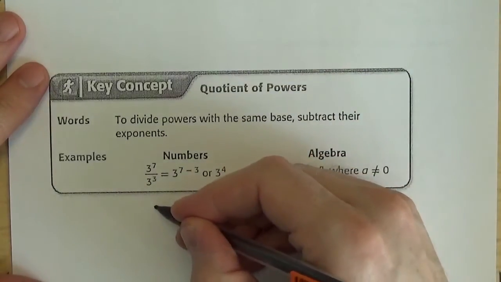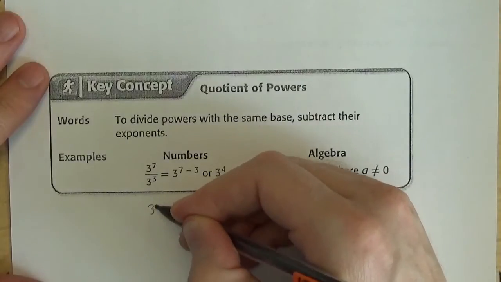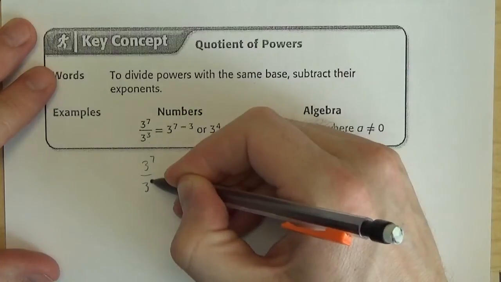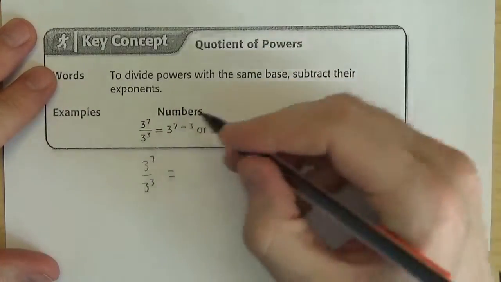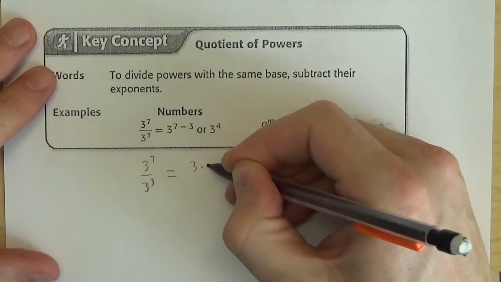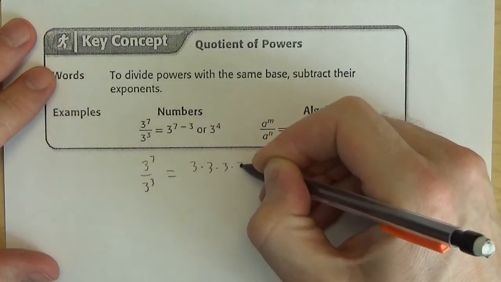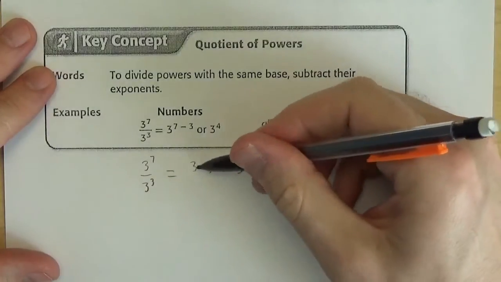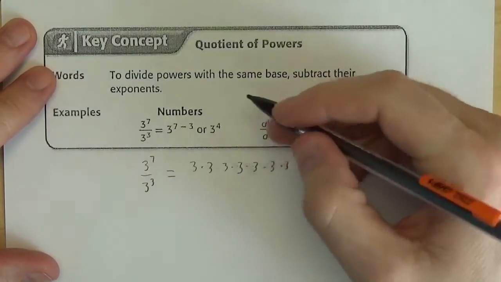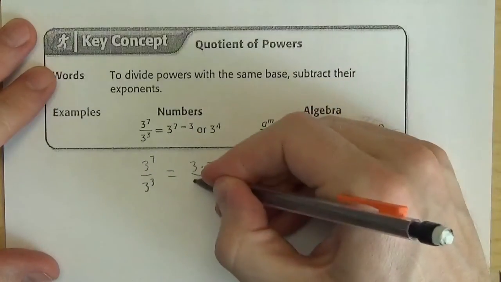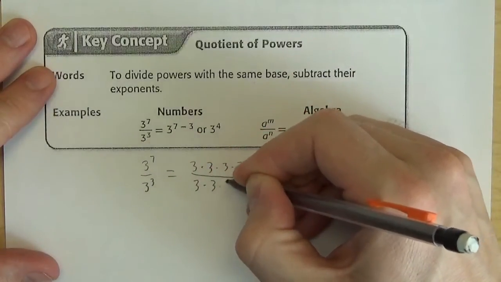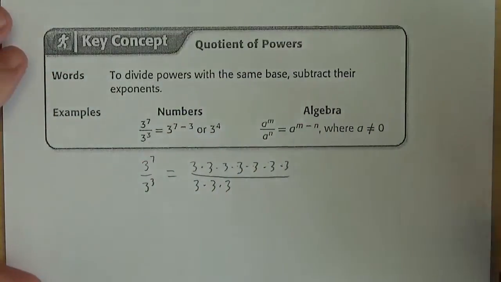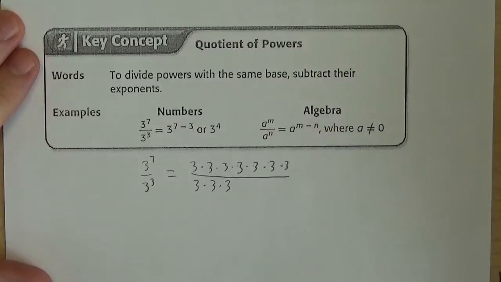So I want you to go ahead and write out with me again this problem. This is 3 to the 7th over 3 to the 3rd. So we're going to write this as 3 times itself 7 times up here. I'll show you why this works. That's right, 1, 2, 3, 4, 5, 6, 7, okay, over 3 to the 3rd. 1, 2, 3. Okay, you probably know by now that any number divided by itself is 1.